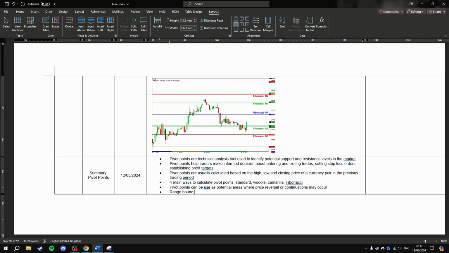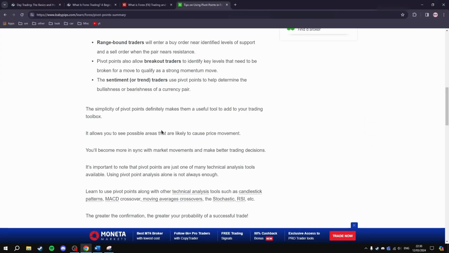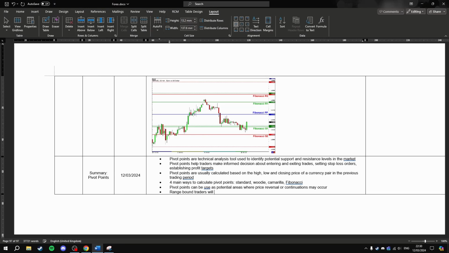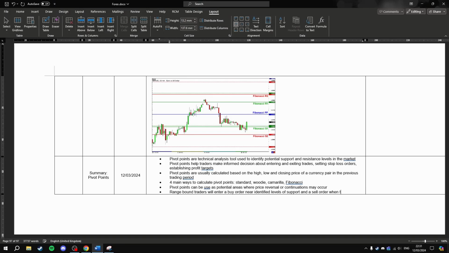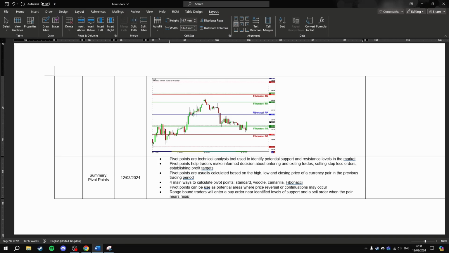Range bound traders will enter a buy order near identified levels of support and a sell order when the pair nears resistance.